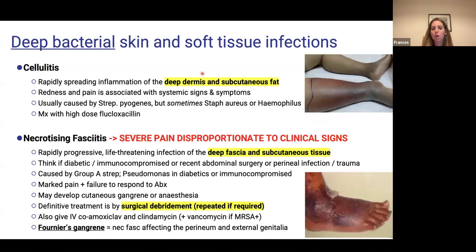So cellulitis tends to be much more rapidly spreading inflammation. Now we're in the deep dermis and maybe a bit of your subcutaneous fat as well.